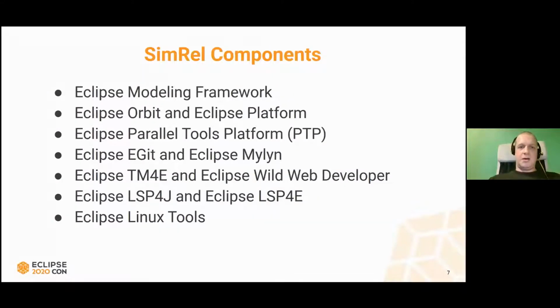Okay, and also it can help you to get even more from our Simultaneous Release components. I just enumerated what is currently used. We already talked a bit about the platform, but the Modeling Framework is here. It's a bit underestimated currently, but you know, every configuration is finally a model, and it can be used even more. The Parallel Tools Platform, EGit and Mylyn, and also modern stuff to support things like LSP and DAP, the Debug Adapter Protocol, and also Linux Tools to support working in Docker containers and so on.